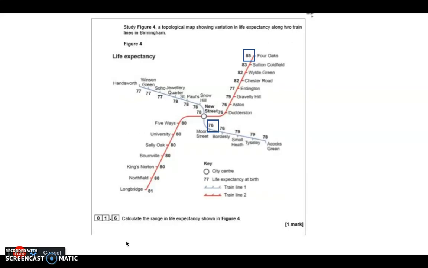Next question was a maths question. So it's got a map showing the life expectancy for some different areas in Birmingham. And it says calculate the range in life expectancy. So the range is the difference between the highest amount and the lowest amount. So it requires you just to have a look at the map and pick out what those are. So I thought the highest was 85 and the lowest was 76. And so you're just working out the difference between those 2 numbers, and that should be 9.